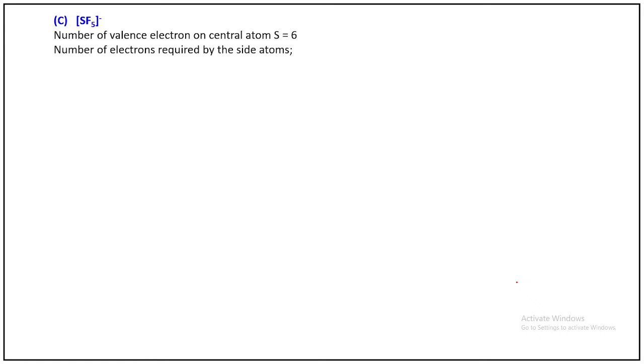So the next option given is SF5 minus. Here also we follow the same method, where we find the central atom sulfur, which has 6 valence electrons, and then the side atom fluorine, of which there are 5 atoms, requiring 5 electrons. And one thing we need to know is that if in a particular molecule there is a negative charge, we should add 1 to the total electron count, and if there is a positive charge, we should subtract 1 from the total electron count.